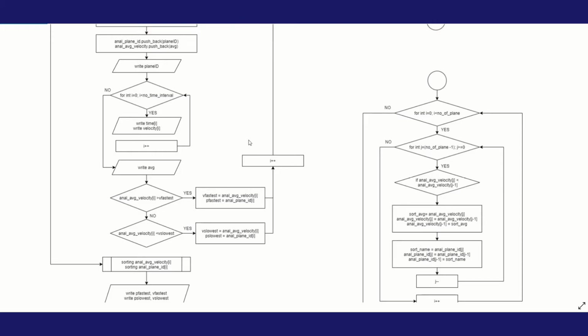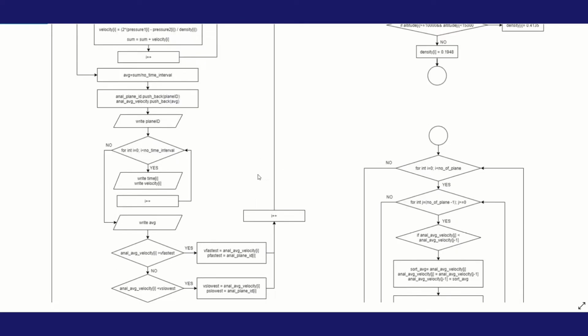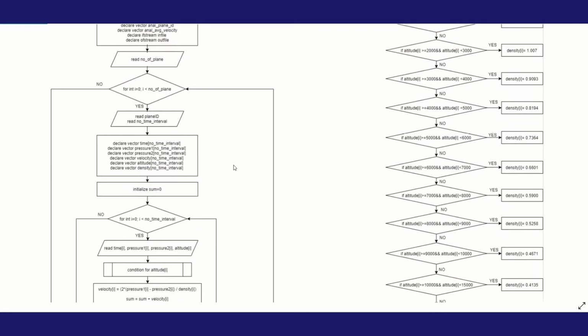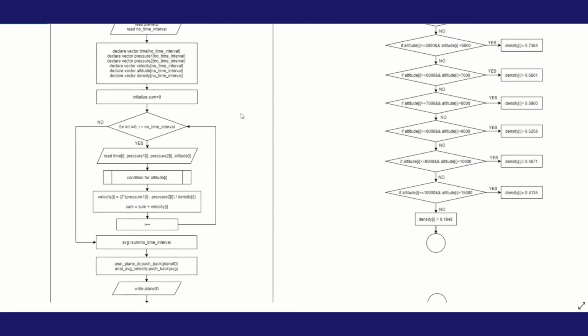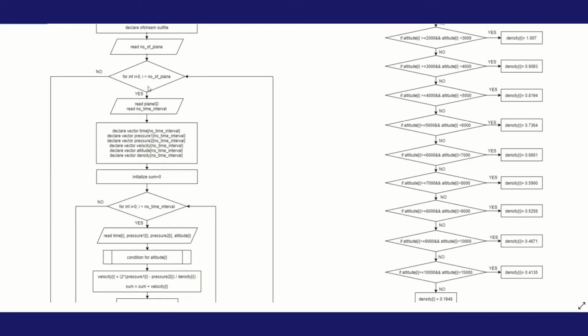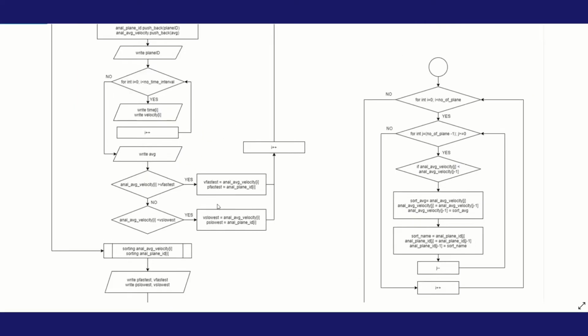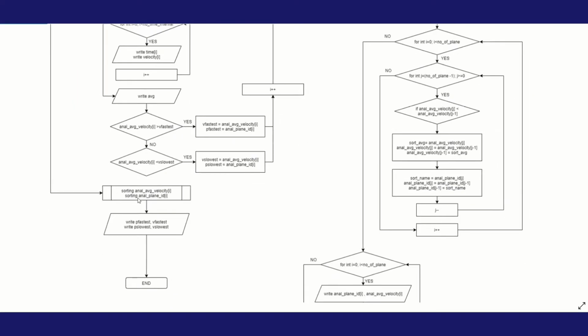We're going to increase the i++ again, and we're going to enter the outer loop again for the second plane or third plane, or however many planes you input just now. And if it reaches the last plane, or the condition is false, then we're going to exit the outer loop, and then we're going to sort the average velocity and also the plane ID in the vector.